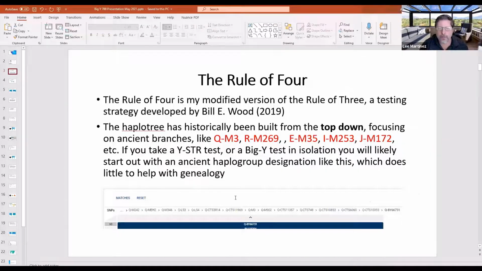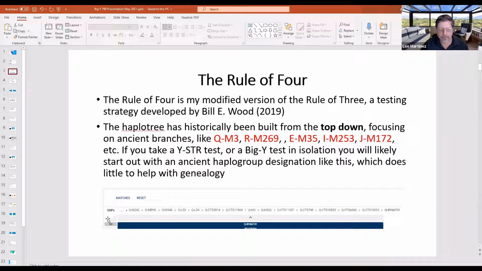So Bill does start off by explaining that the haplotree has historically been built from the top down, focusing on ancient branches, and we talked about that in depth last time, right? So if you take the test for the first time, you take a lower level test like the Y11, Y111 or the Y67 or Y37, or you take a big Y test, but you're not part of a group or a strategic group of folks taking it, you're probably going to end up starting with a haplogroup like this.